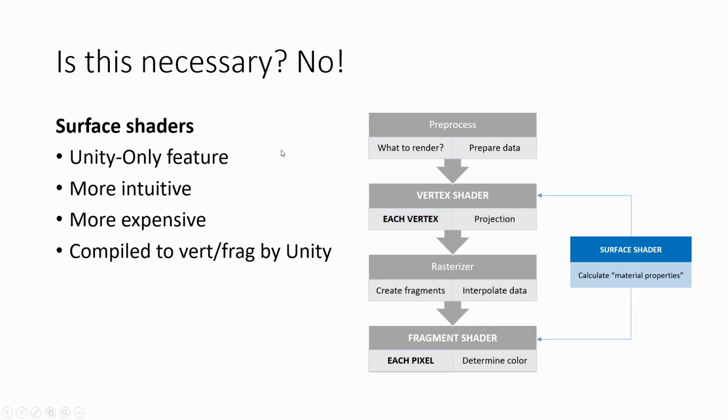Unity also offers surface shaders. So surface shaders are sort of an abstraction where instead of defining all of the operations that these steps have to do, you define material quality. So how metallic is it? How transparent is something? How shiny is it? How smooth? That sort of thing. And then from there, Unity can generate the vertex and fragment shaders to actually render that.